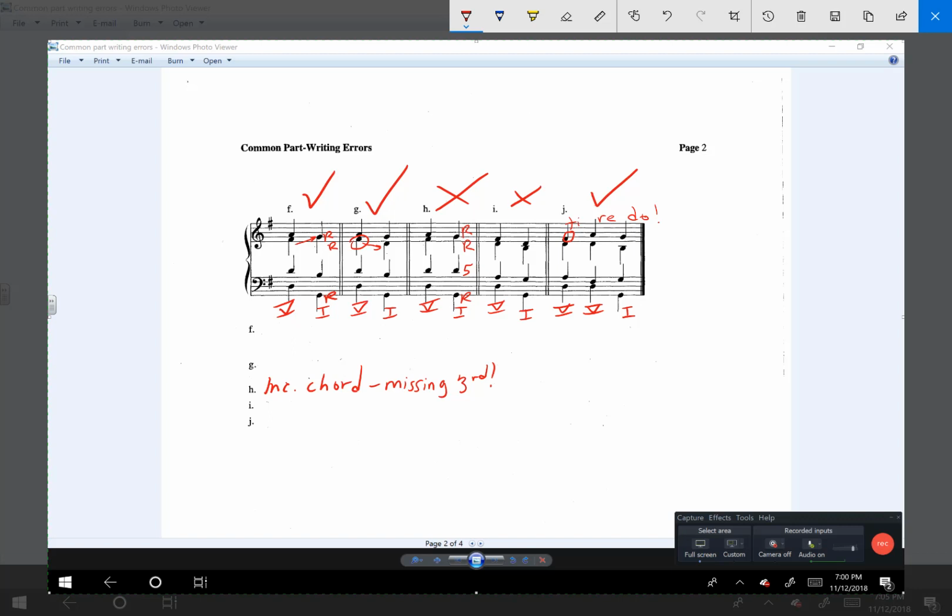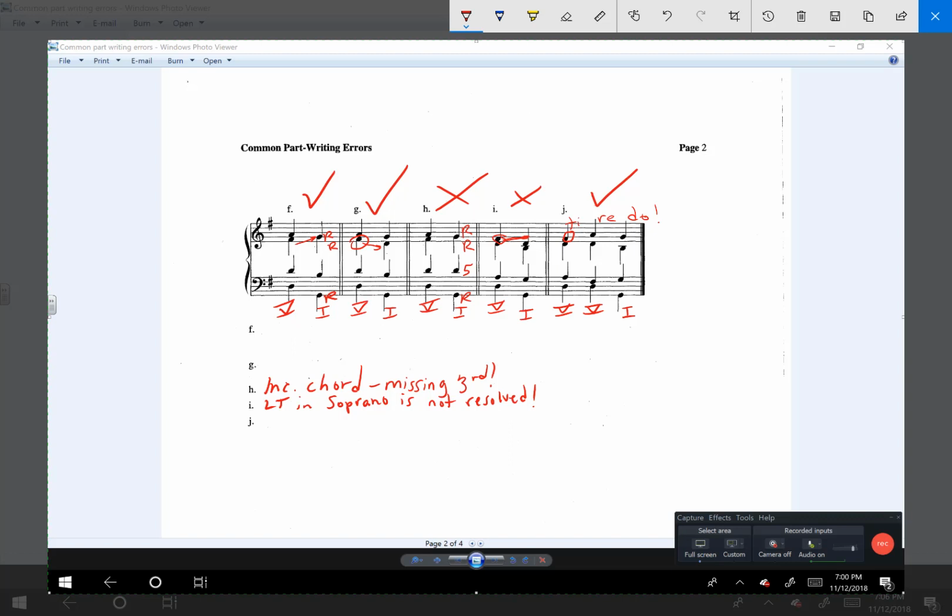Let's move on to I. The problem with I is that the LT, or leading tone, in the soprano is not resolved. Right here, if you have the leading tone in an outer voice like the soprano, it must go to Do. And in this case, it goes to Sol. So that's the mistake there.